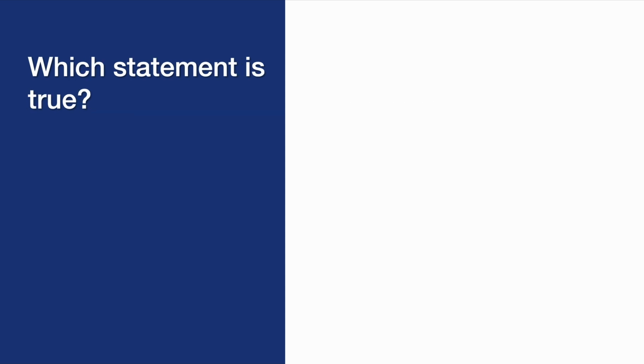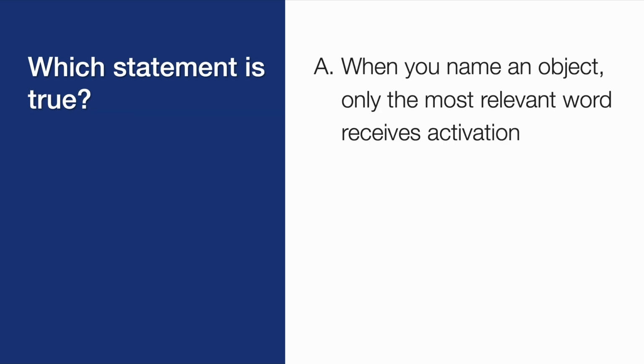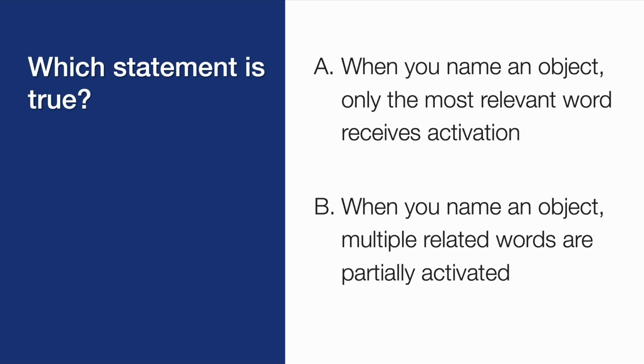Which statement is true? A, when you name an object, only the most relevant word receives activation. Or B, when you name an object, multiple related words are partially activated. The answer is B, multiple related words are partially activated under the spreading activation theory. If only it was as easy as A, where you just get the relevant word. It does feel like that to an unimpaired system a lot of the time, but it is in fact B.